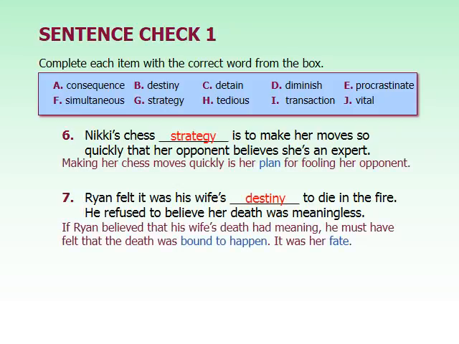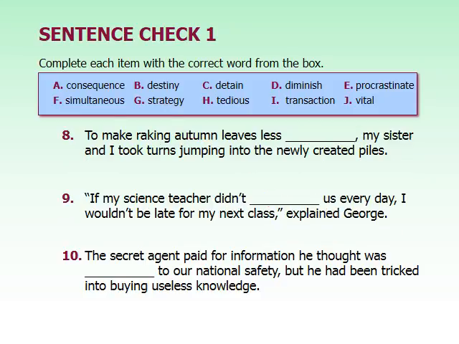So the first one is strategy. This was her plan, and the second one is destiny. This was what was supposed to happen. That it had a meaning. To make raking leaves less blank, my sister and I took turns jumping into the newly created piles. Sorry, that was my cat. Raking leaves can be a very boring thing. To make it less boring, they were jumping into the piles.